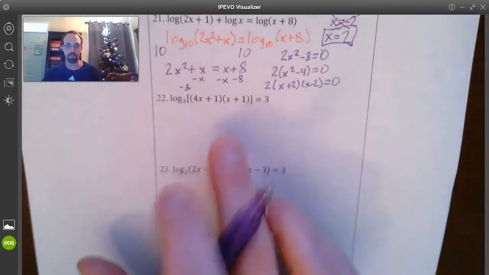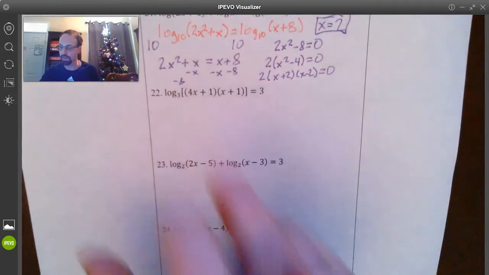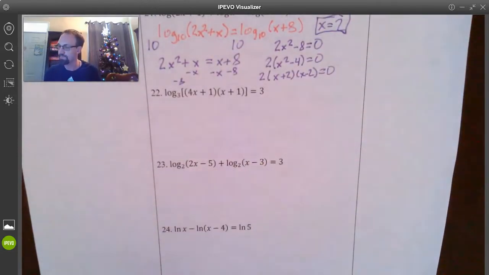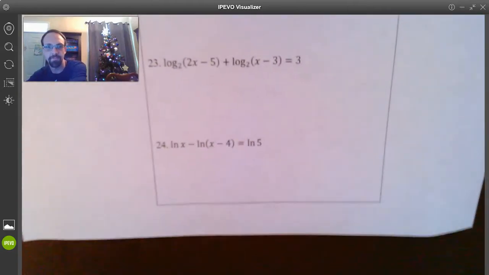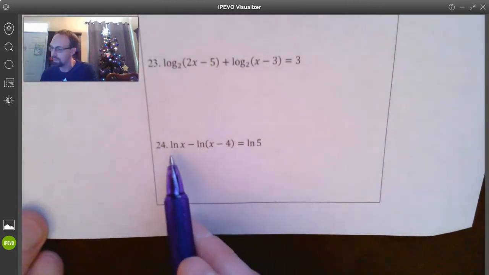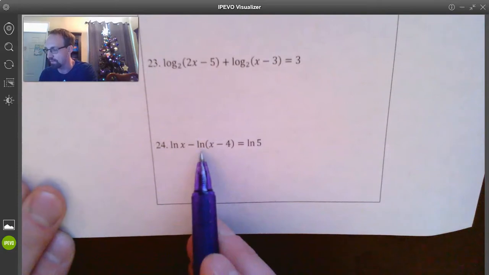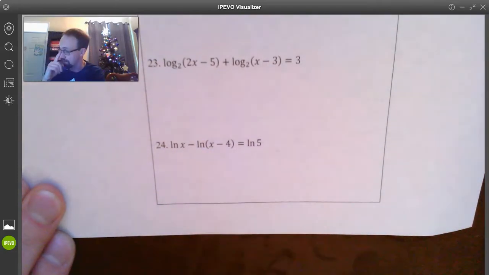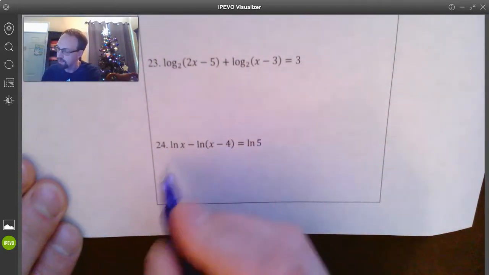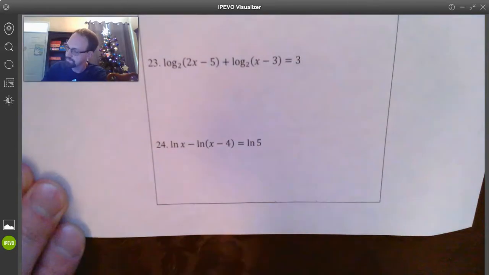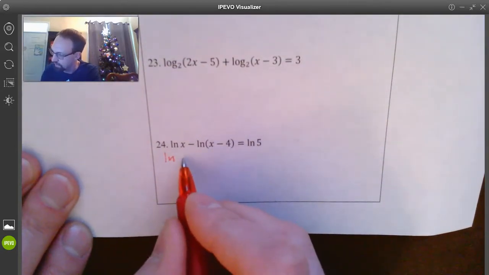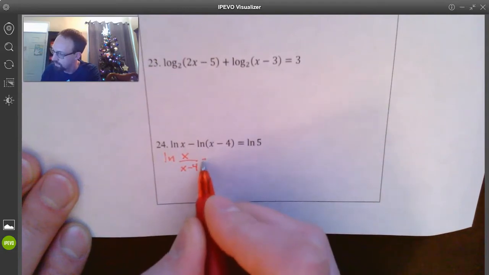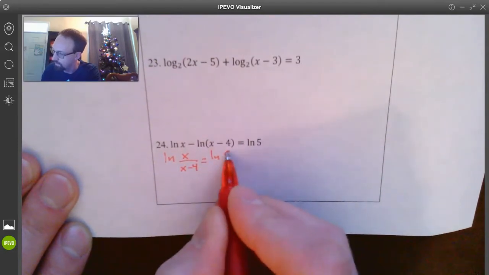Similarly, same process here with 22. I'm going to showcase this one in class as well as this one. Log 24 is the one where students usually trip up. So showcasing this one, natural log of x minus the natural log of x minus 4 equals the natural log of 5. So again, combining these. When you're subtracting, remember you're dividing. So this is the natural log of x over x minus 4 equals the natural log of 5.